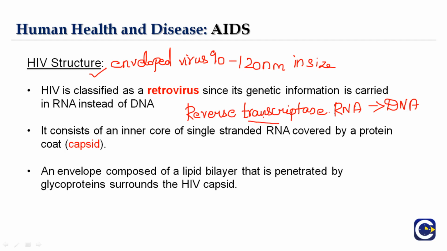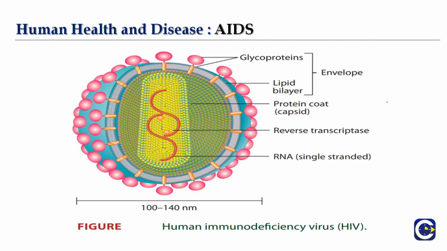It consists of an inner core of single-stranded RNA covered by protein coat, and this is an RNA, so it will have ribonucleoproteins. So the envelope is composed of lipid bilayer that is penetrated by glycoproteins, which surrounds the HIV capsid. So here you have the clear structure of the HIV, right? So these are the glycoproteins. This is a lipid bilayer. You have a protein coat, you have the enzyme, you have RNA, the genetic material. The size of it is 100 to 140 nanometer, or it is 90 to 120 nanometer, and it has an envelope too, right?